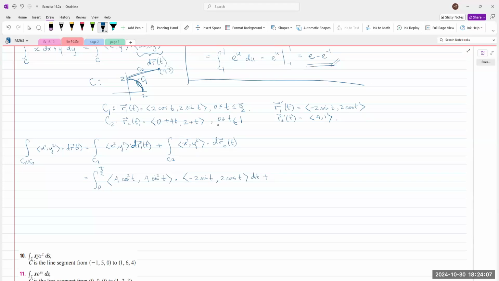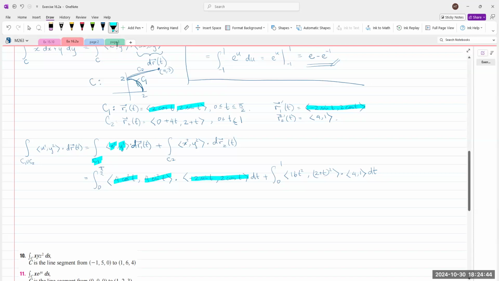Okay, as for the second curve, we have the integral from 0 to 1 of x squared, that's 16t squared, and y squared is (2 + t) squared, times r2 prime, 4, 1 dt. So you see it's just substitution, right? Okay, for x squared y squared in C1, this is the x, this is the y, this is r1 prime, x squared, y squared, r1 prime, and the limits of the integration, right?